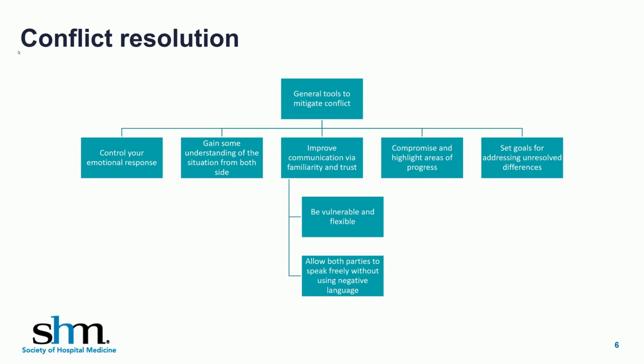Familiarity and trust can help the quality of your communication and help mitigate interdepartmental conflict. For addressing conflict in general, you want to control your emotional response, understand the situation from both sides, be flexible and vulnerable in your discussions, allow both parties to speak freely without using negative personal statements or insults, compromise and highlight areas of progress, and set goals for addressing unresolved differences and continuing issues.